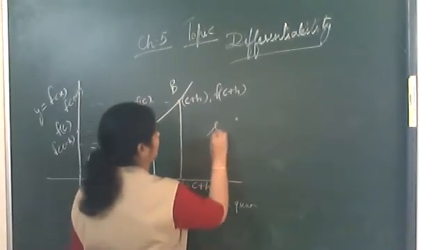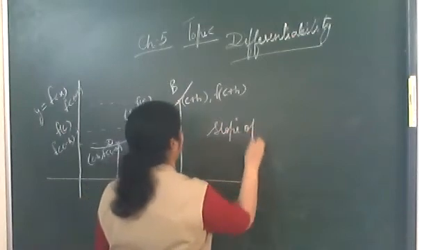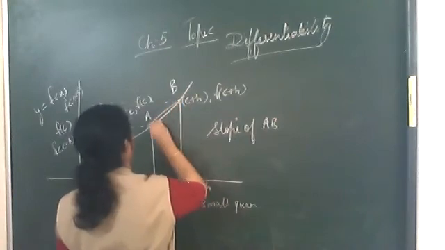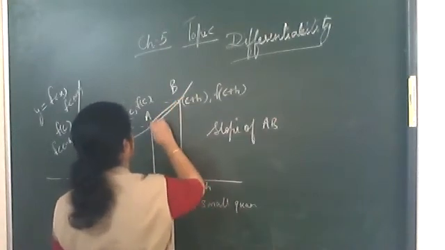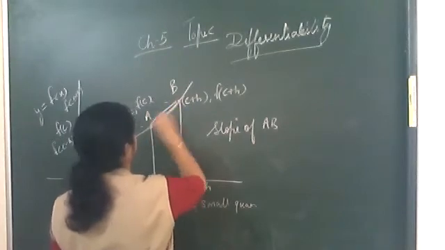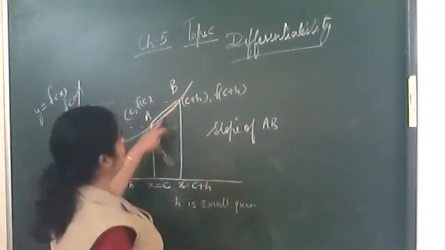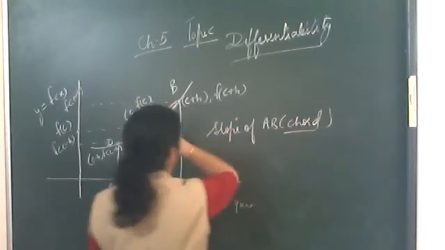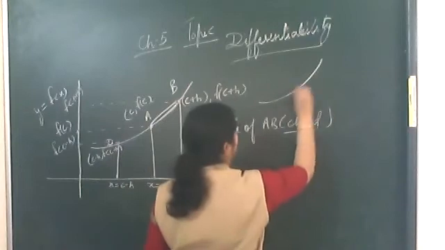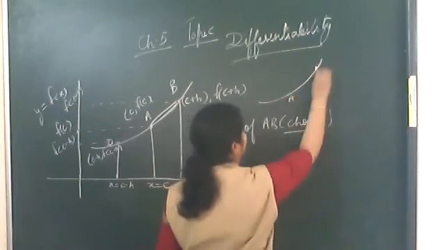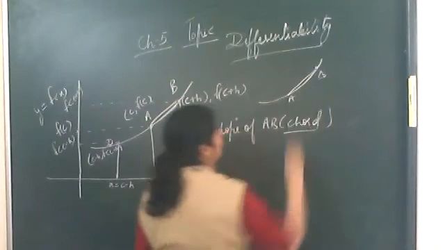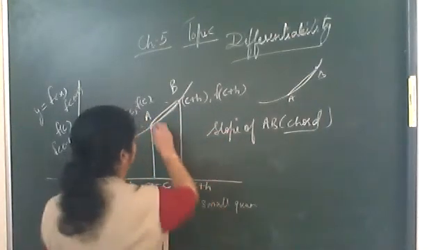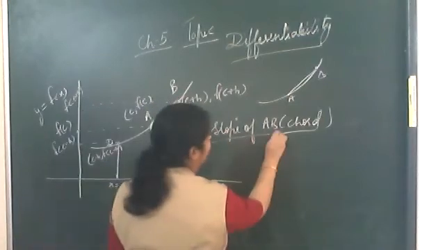Now what is the slope of AB? This AB is a curve. If I join this line AB, just see here, this is your curve and this is your chord AB. If it is not visible here, just see, if you have two points, one point here and one point here, this is A and this is B. If you join them with a straight line, this is a chord AB. So what is the slope of the chord AB?